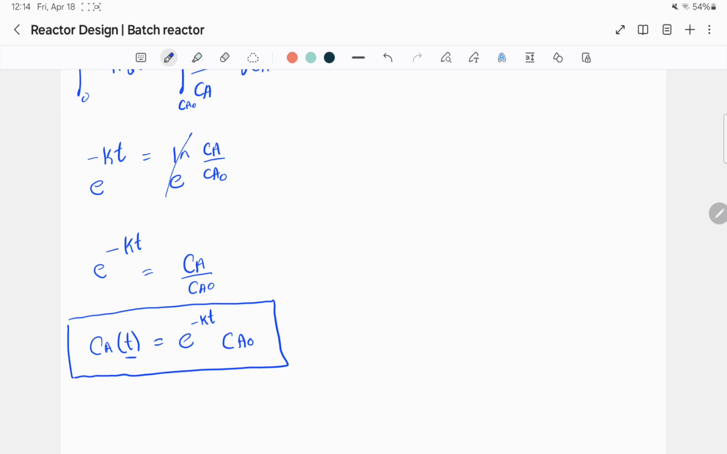We'll do another video where we can use this equation in an example. Till the next video.